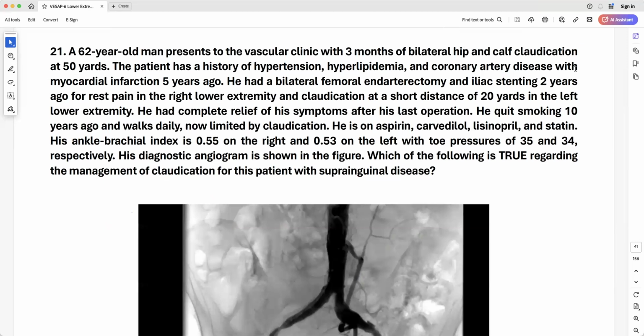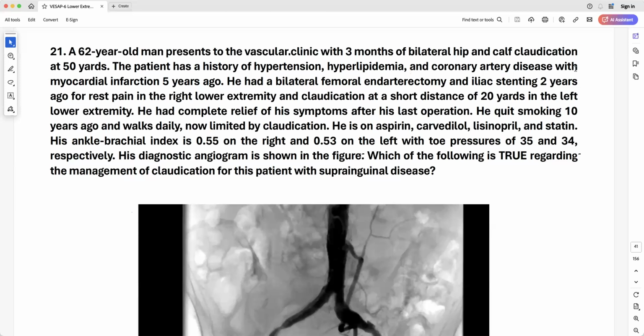Okay, a 62-year-old man presents to the vascular clinic with 3 months of bilateral hip and calf claudication at 50 yards. The patient has a history of hypertension, hyperlipidemia, and coronary artery disease with myocardial infarction 5 years ago. He had bilateral femoral endarterectomy and iliac stenting 2 years ago for rest pain in the right lower extremity and claudication at a short distance of 20 yards in the left lower extremity. He had complete relief of his symptoms after his last operation. He quit smoking 10 years ago and walks daily, now limited by claudication. He's on aspirin, carvedilol, lisinopril, and a statin.